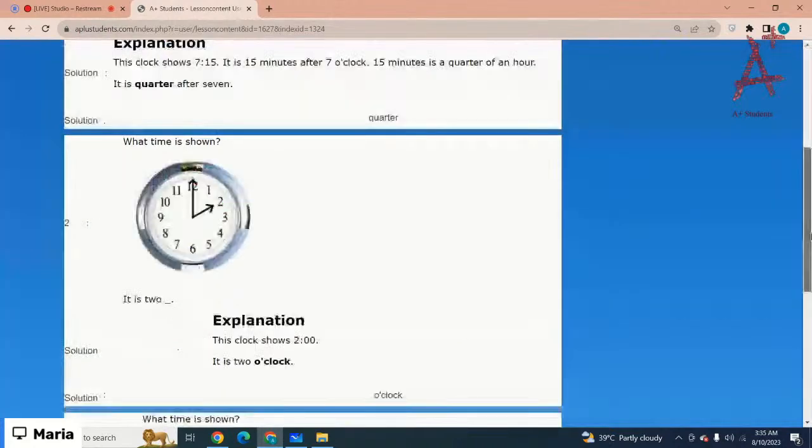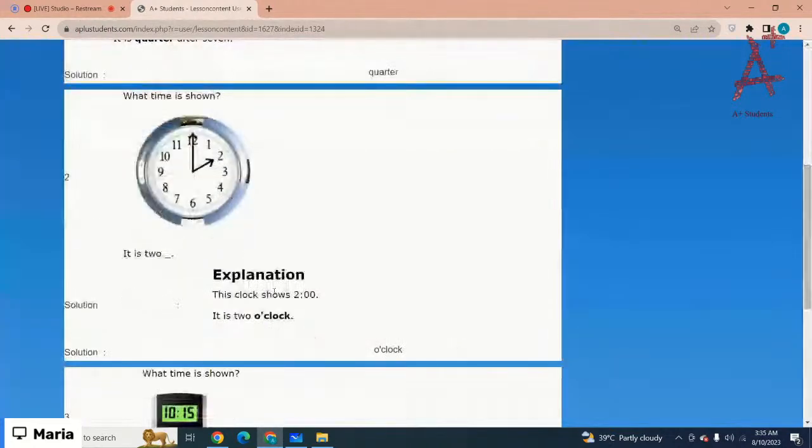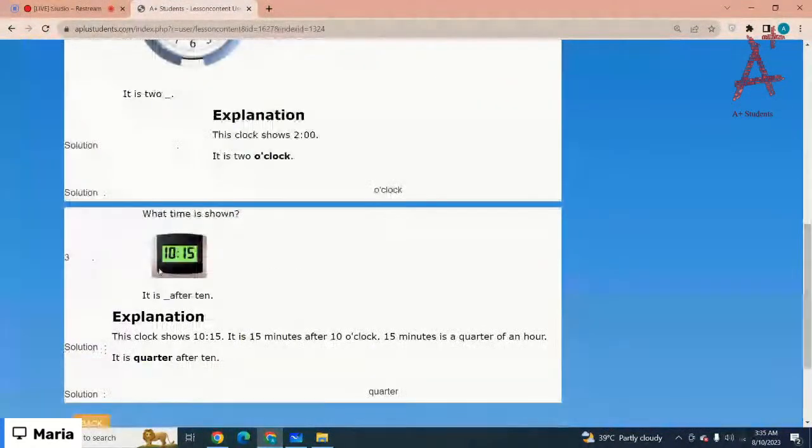Okay, the next one: what time is shown? That is just 2 o'clock, so you can say it is 2 o'clock. Okay, just look at this, 10:15, right? So that means it is quarter after 10. Quarter after 10 means 10:15.